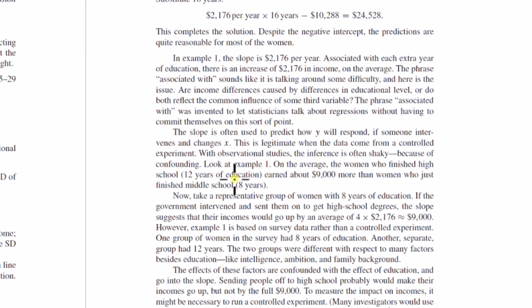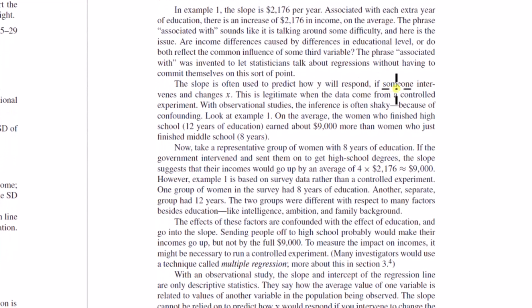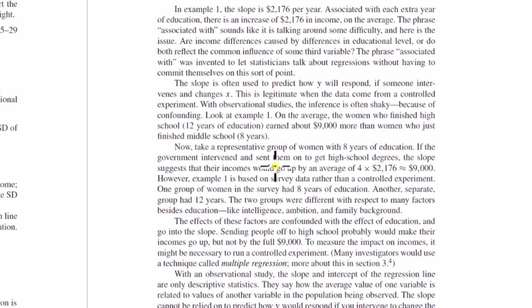Okay, the slope is often used to predict how Y will respond if someone intervenes and changes X. This is legitimate when the data come from a controlled experiment. With observational studies, the inference is often shaky because of confounding. Look at example 1. On the average, the women who finished high school, 12 years of education, earned about $9,000 more than women who just finished middle school. Okay, so, well, let's keep reading.